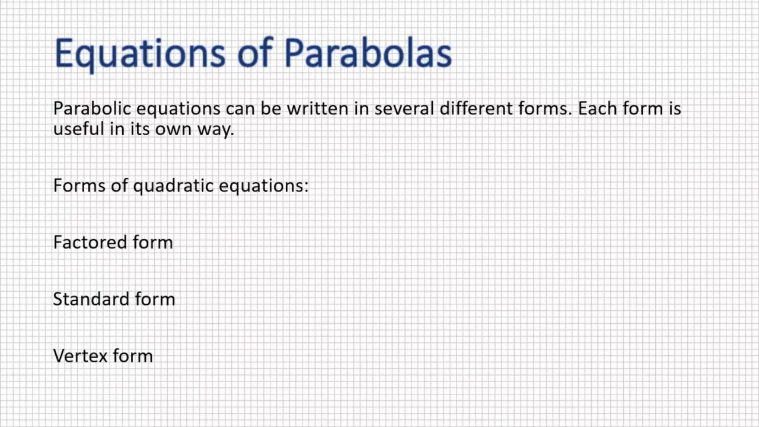As we saw on a previous slide, we can write the equations for parabolas in several different forms. Each form is useful in its own way. They highlight different key parts of the parabola. Factored form can be written like this: f of x is equal to a times x minus s times x minus r. Here, s and r are the roots or the solutions to the parabola. The factored form, therefore, highlights the x-intercepts.